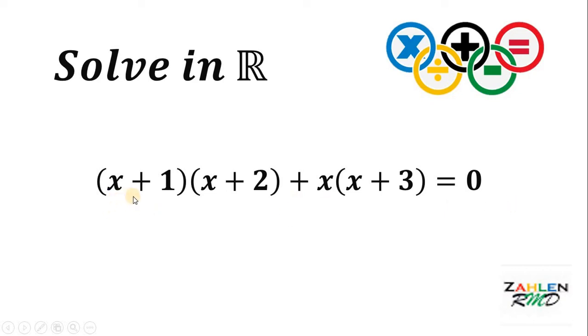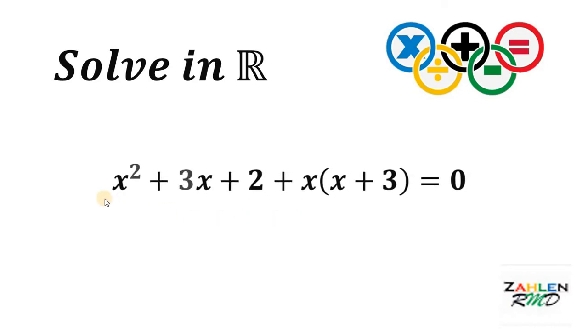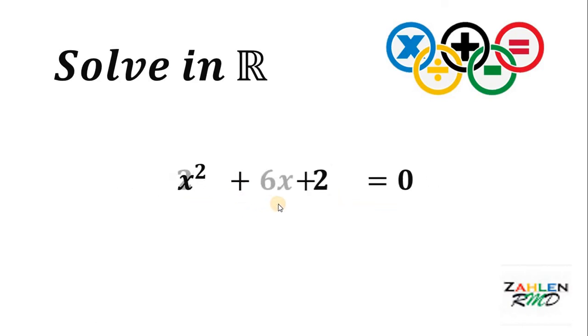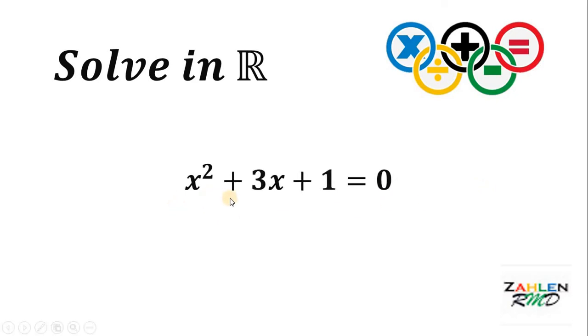Now multiplying x plus 1 times x plus 2 will give us x squared plus 3x plus 2. And also, distribute this x to x plus 3, and this will give us x squared plus 3x. Now combine like terms. We have 2x squared, 3x plus 3x will give us 6x, and we have 2. Therefore, we have 2x squared plus 6x plus 2 equals 0. Now since all numerical coefficients are even, we can divide this by 2. It follows that we have x squared plus 3x plus 1 equals 0.